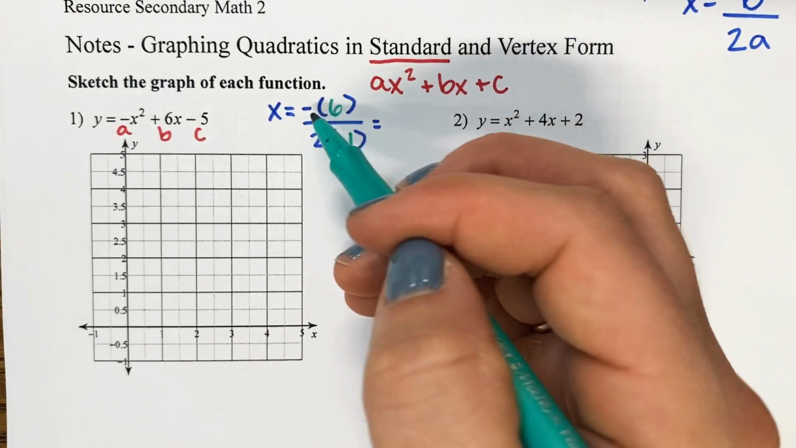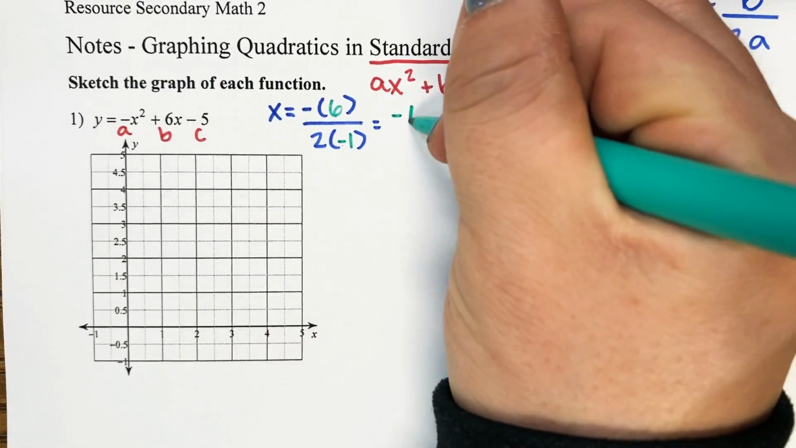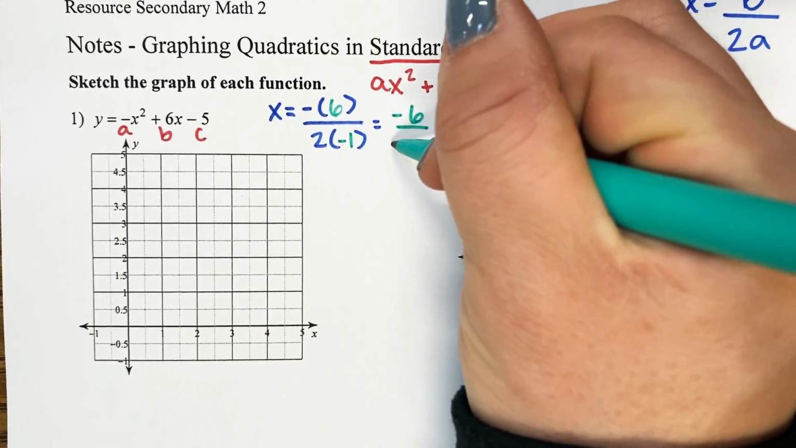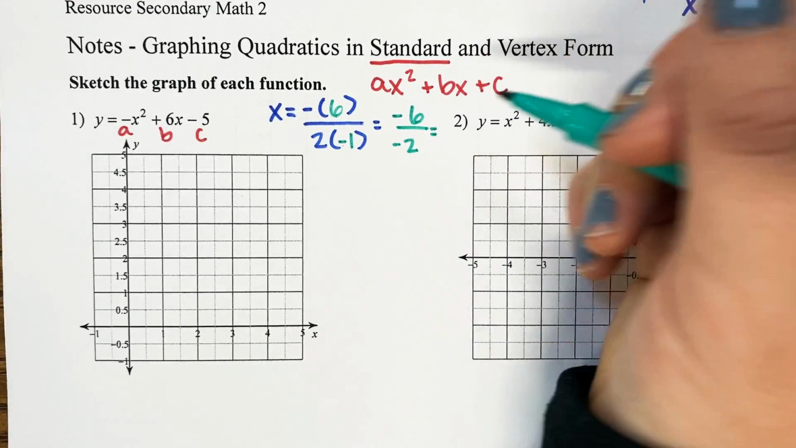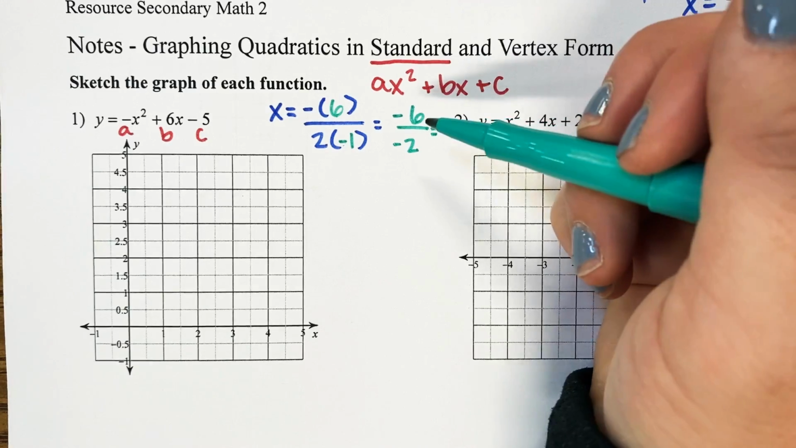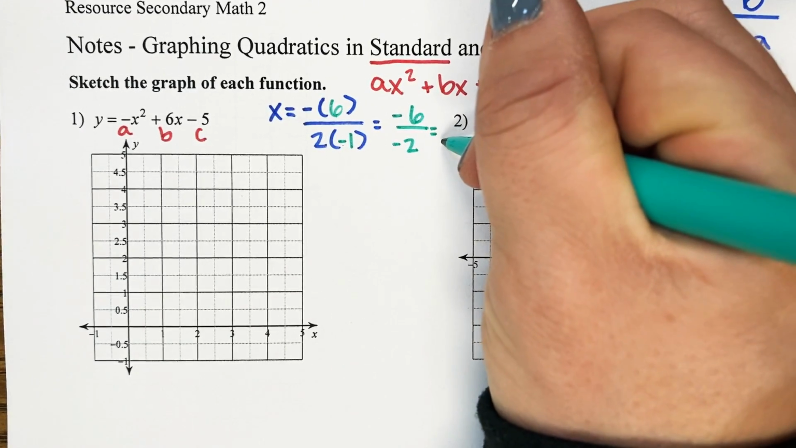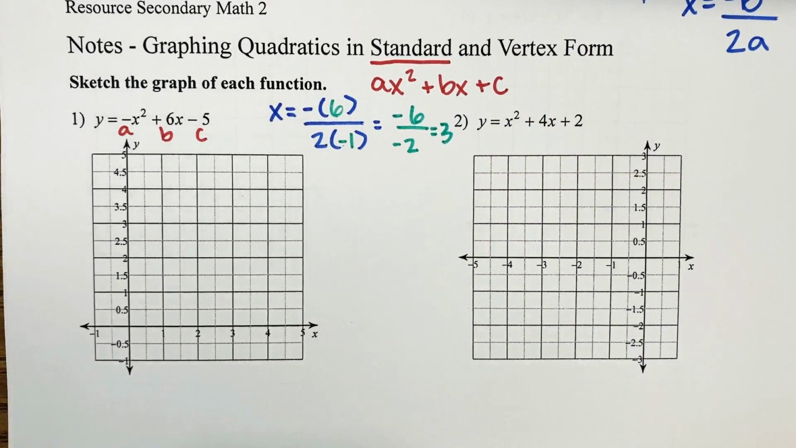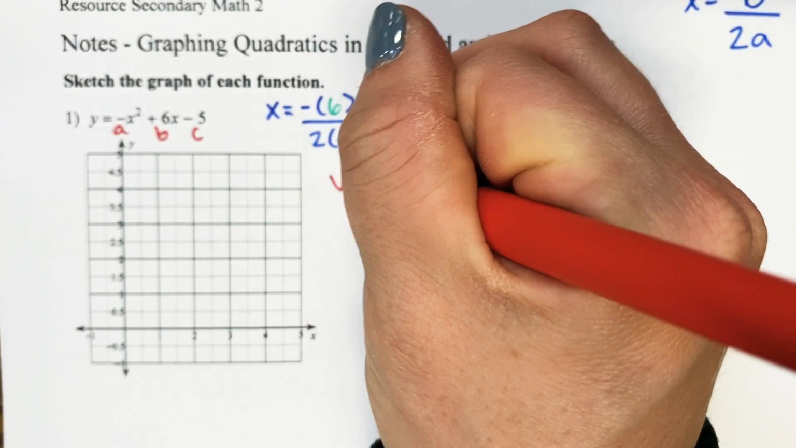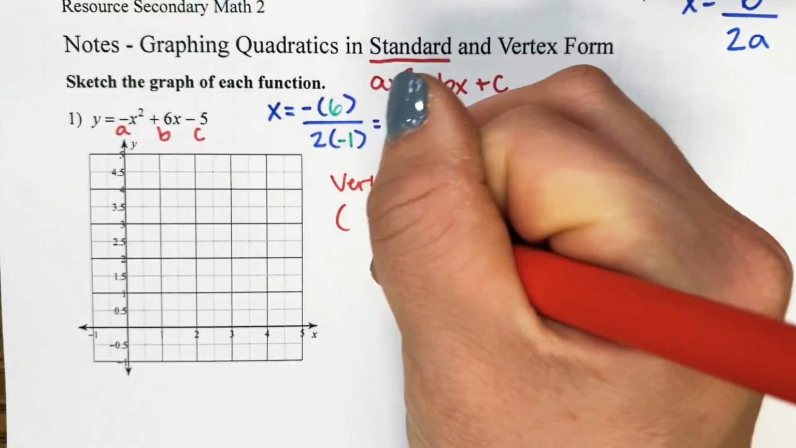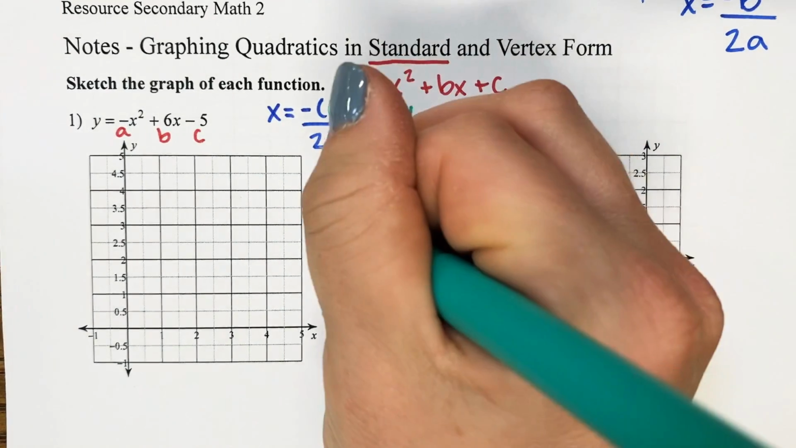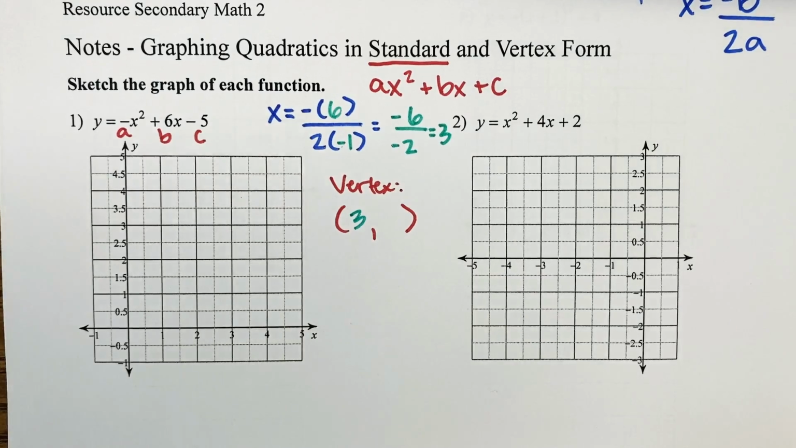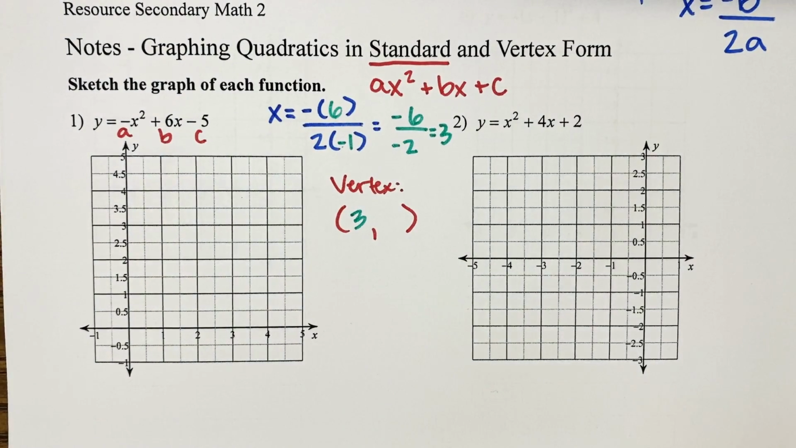So on top I have negative 6. 2 times negative 1 is negative 2. A negative divided by a negative is a positive. What is 6 divided by 2? We get positive 3. So the x part of our vertex for number 1 is positive 3. Now we need to find the y.